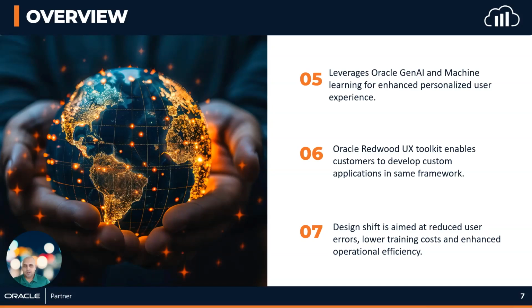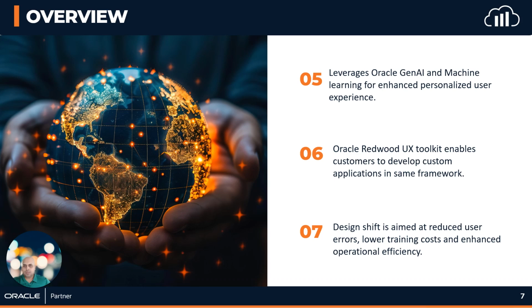Redwood Design Framework leverages Oracle Gen AI and machine learning for enhanced personalized user experience like intelligent nudges or the next best actions. These are included in the design by default. There are contextual user journeys which help users complete a transaction intuitively without any handbook or training.